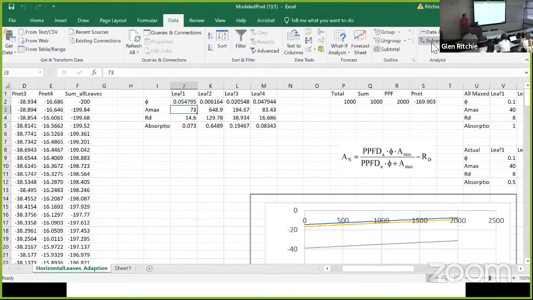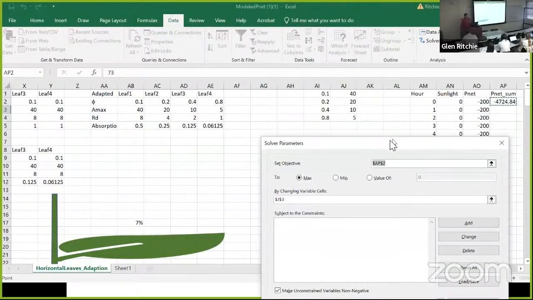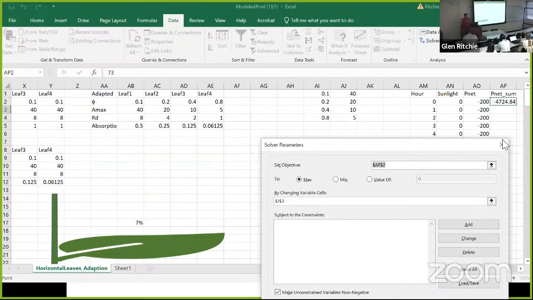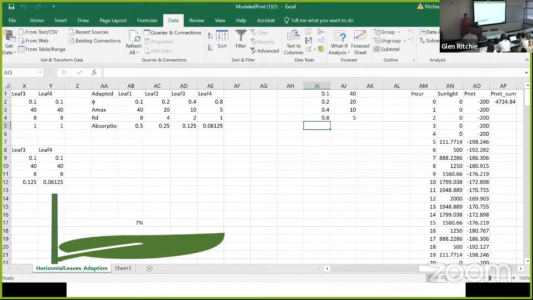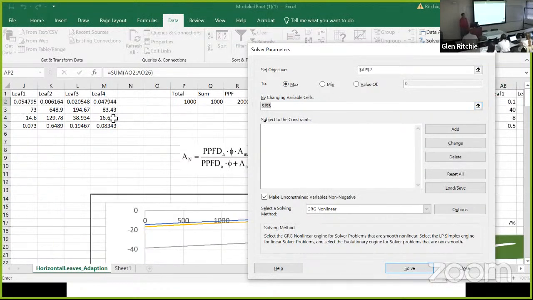So now I'm going to go to Solver, and the cool thing is, I can tell it, okay, I want to maximize my total net photosynthesis, which should be AP2 right here. Right now this is a negative number. So my goal is to get it to be more positive until it can no longer be more positive. So I'm going to set this to a maximum, and then I'm going to change this first cell right here, which all of the other cells are linked to in some form or fashion.